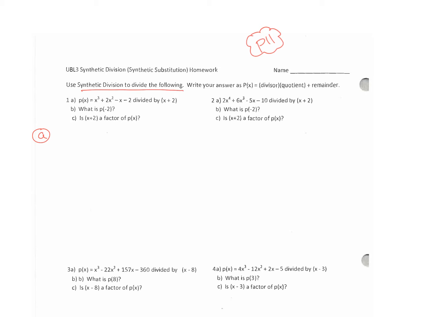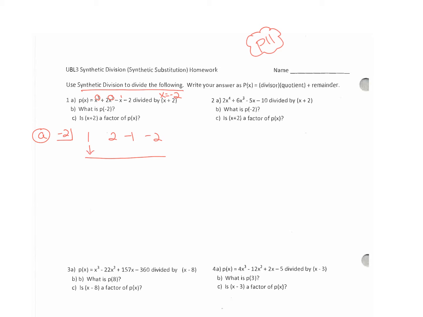So I have to think about the root that x plus 2, the factor, gives me, and that's x equals negative 2. So negative 2 is what I'm going to use for my synthetic division. And then my coefficients, and remember you have to go in order. So this is an x cubed, an x squared, an x to the first, and a constant. So I have nothing missing. I don't need to add any placeholder zeros. So I have a coefficient of 1, a coefficient of 2, a coefficient of negative 1, and a coefficient of negative 2. And so I'm going to get ready to start my synthetic division.